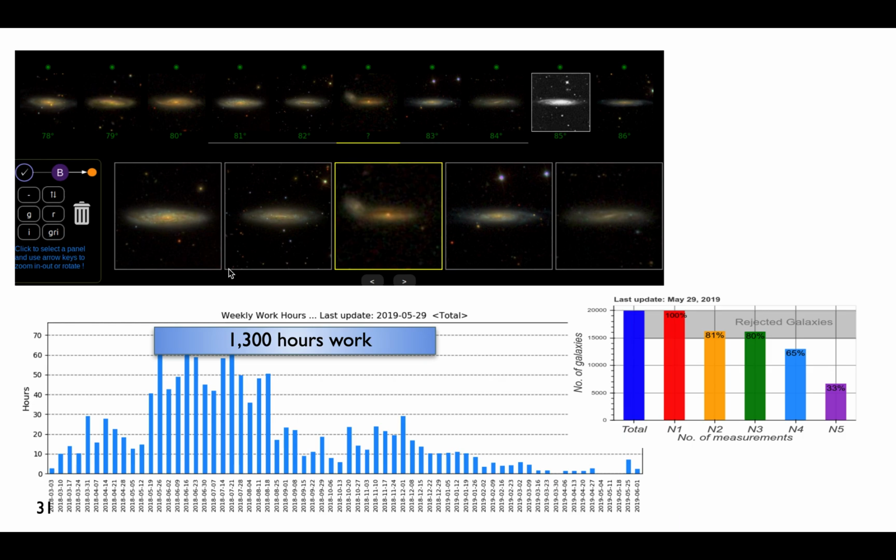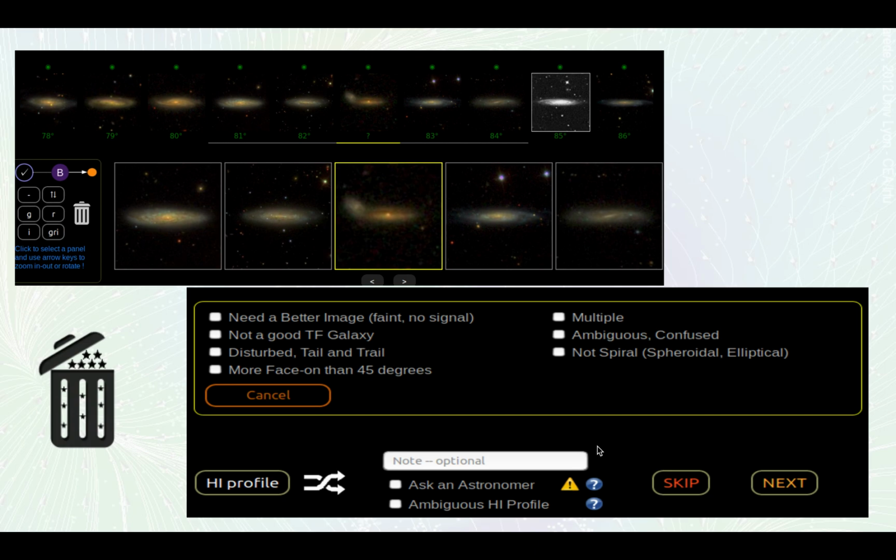So we put 13 hours of work with the collaboration of like 15 undergraduate students and 10, 15 amateur astronomers to finish the job. And we required each galaxy to be measured at least 3 times by 3 different users to make sure that we have enough data points to average and have a good measurement of the inclination of these galaxies. Also, we asked users during the process to report any bad galaxy or disturbed galaxy if they see any tail or trail or any kind of ambiguity in the galaxy. If a galaxy is not a spiral, they had a chance to report that, because when we initially selected our sample, we just roughly selected it and we didn't have much information about individual galaxies.